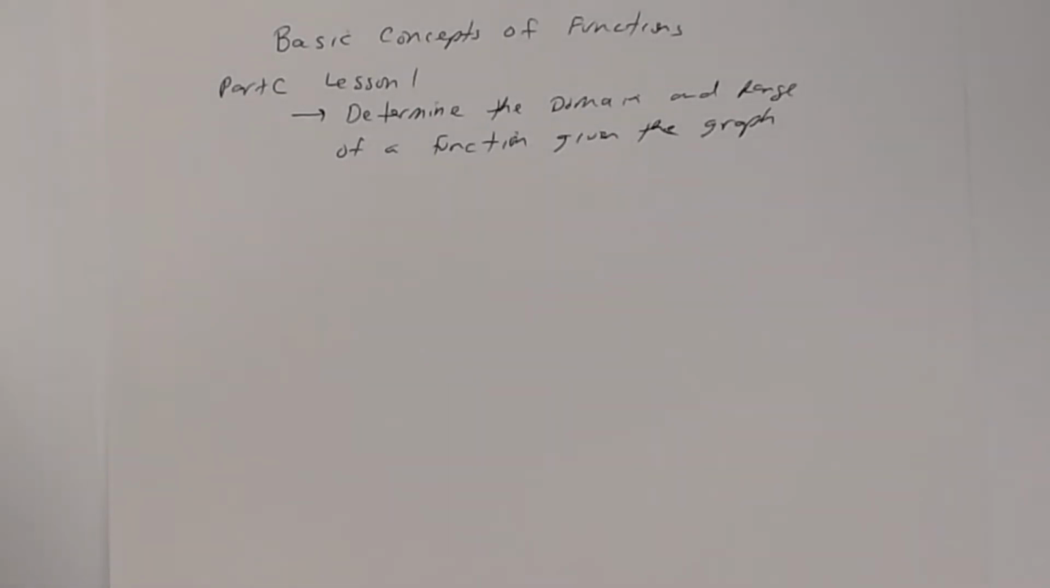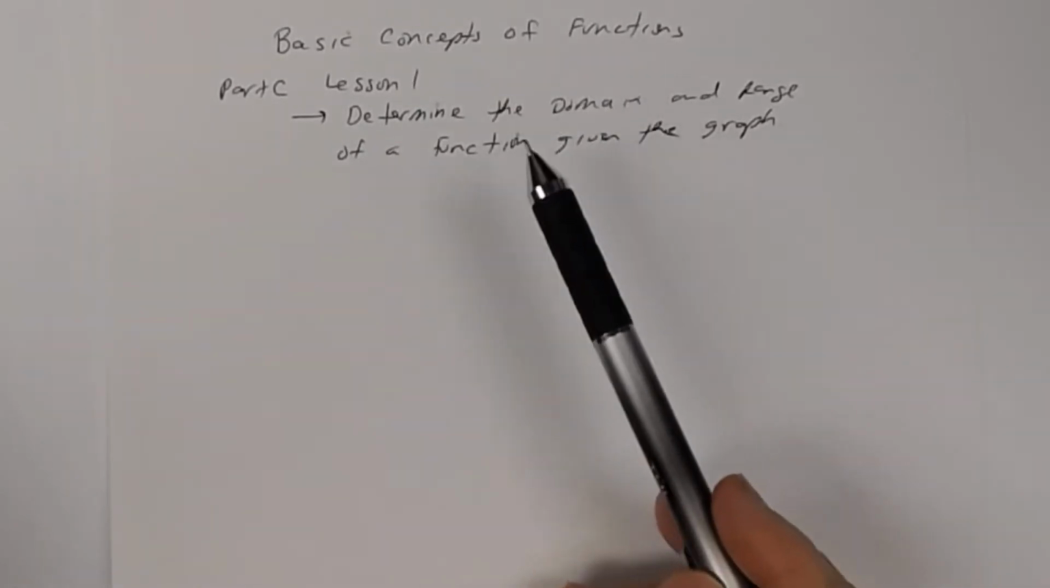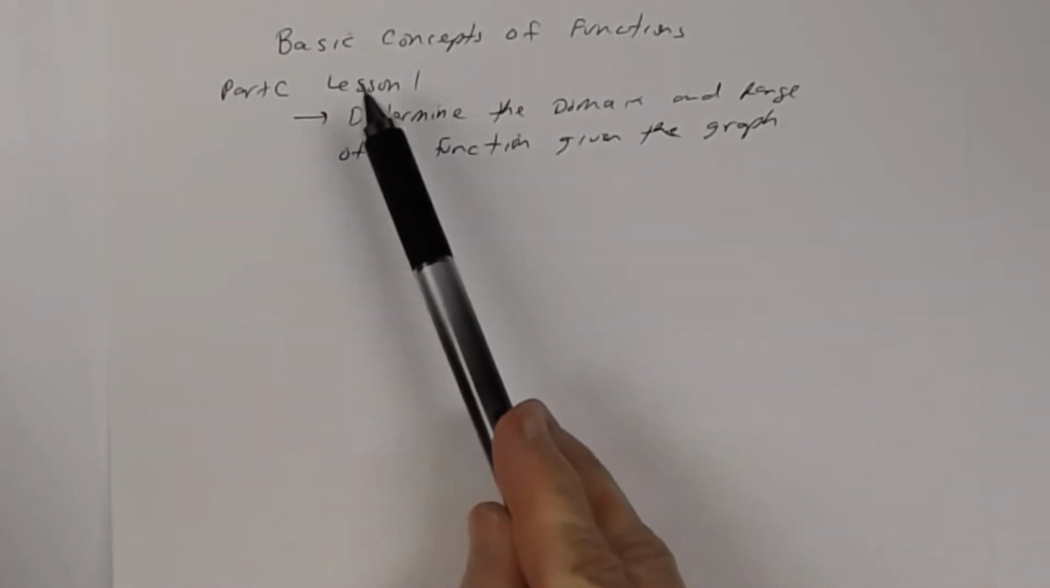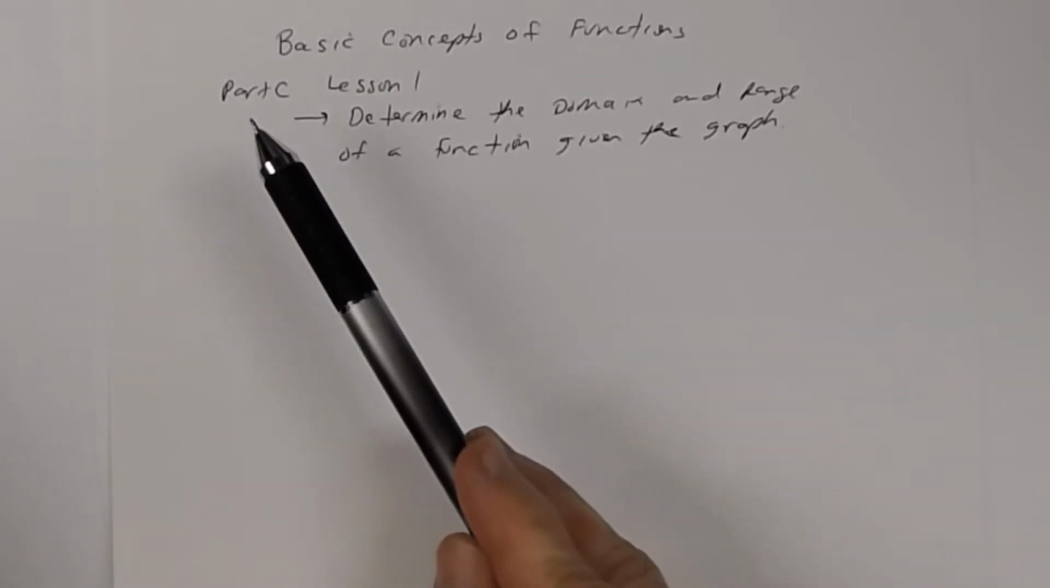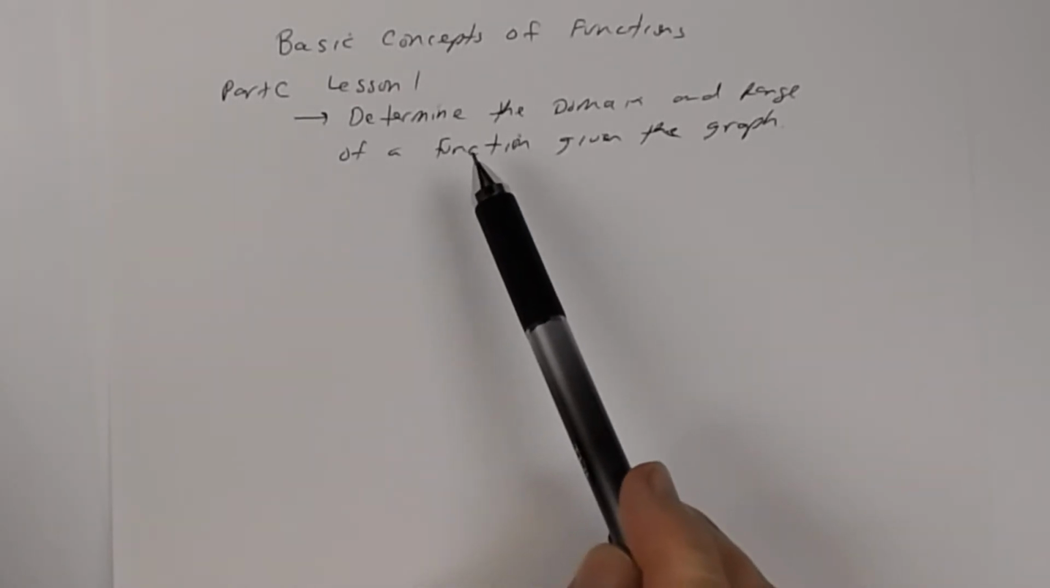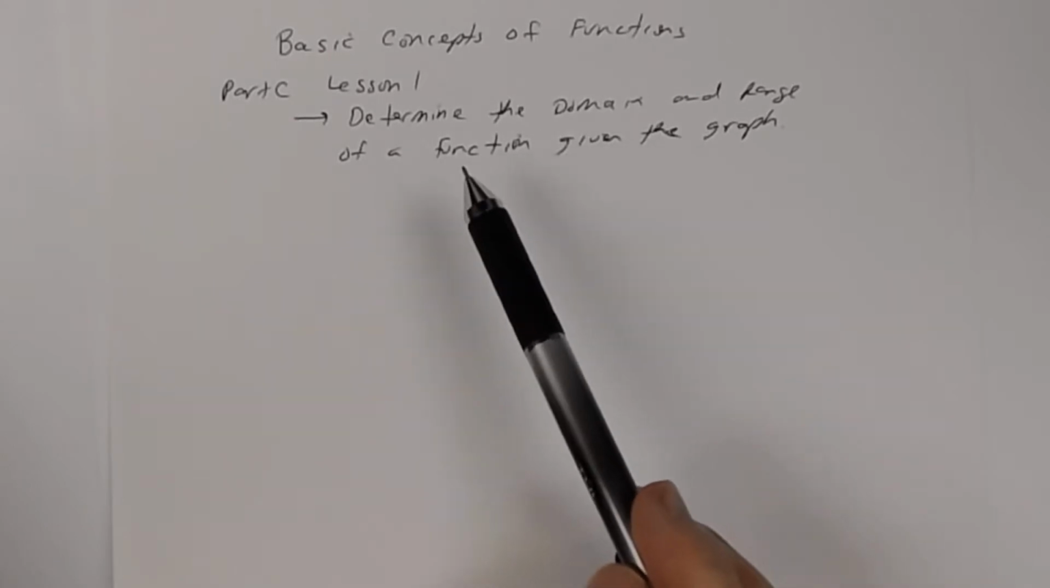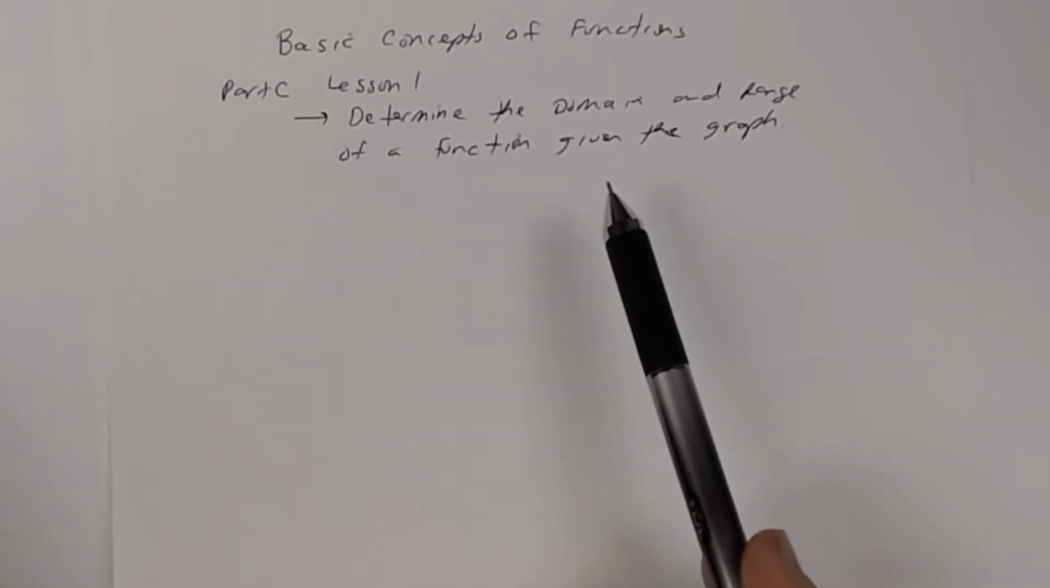In this lesson, we're going to continue our study about the basic concepts of functions. This will be part C of our study on the basic concept of functions, and in this particular part, we're going to be looking at determining the domain and range of a function given the graph.